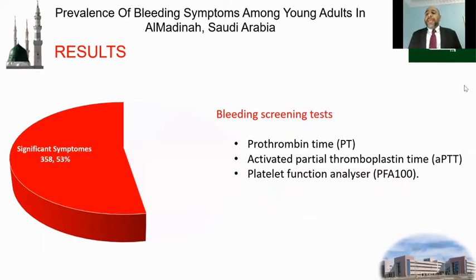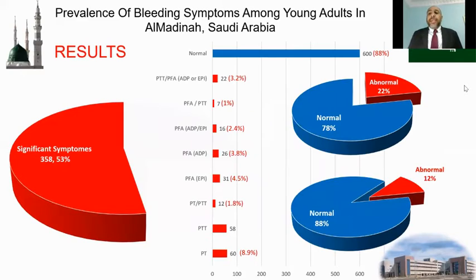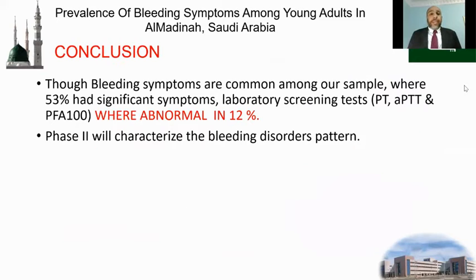So we ran PT, aPTT, and BFA for them, and this is the result. Over the total population, 22% tended to be abnormal from the laboratory point of view, while among those presenting with significant symptoms, 12% had abnormal laboratory tests, mainly PT and aPTT. So, in conclusion, bleeding symptoms are very common among our sample, but laboratory screening tests were only positive or abnormal in 12% of our sample.